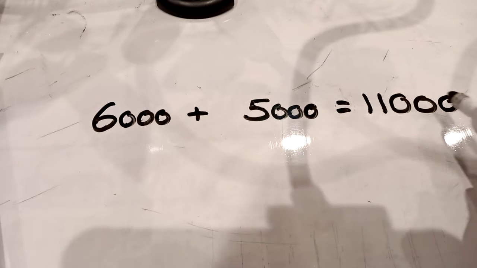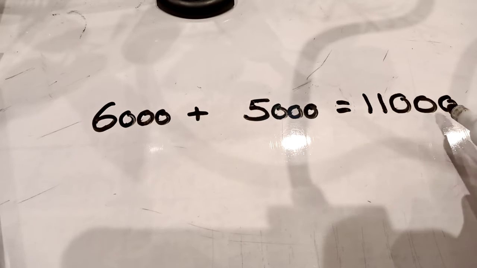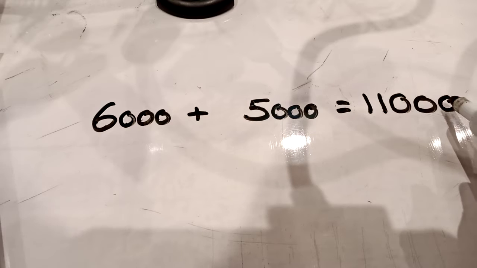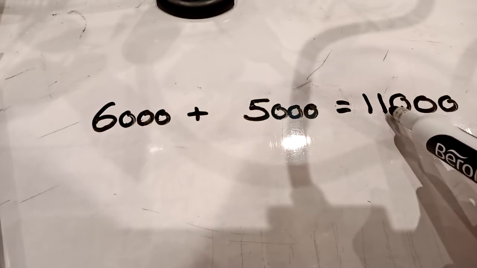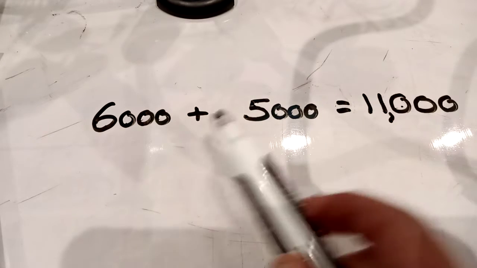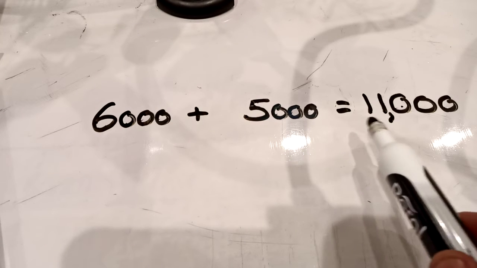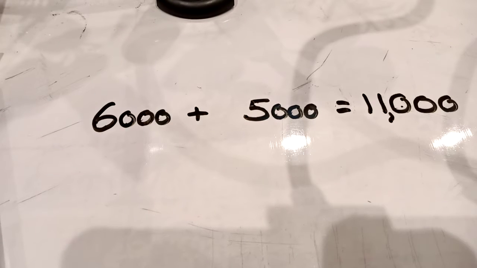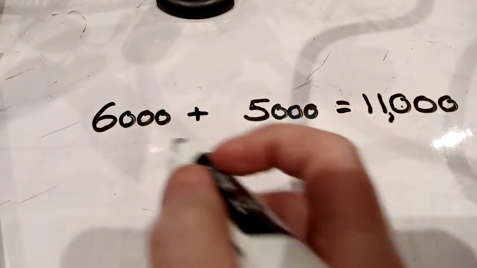So, because that number's so big, what we're starting to do is use commas. So it's 1, 2, 3, and put your comma there. So 6,000 add 5,000 equals 11,000. Okay, so we'll build it up again. Let's have a look at this one.